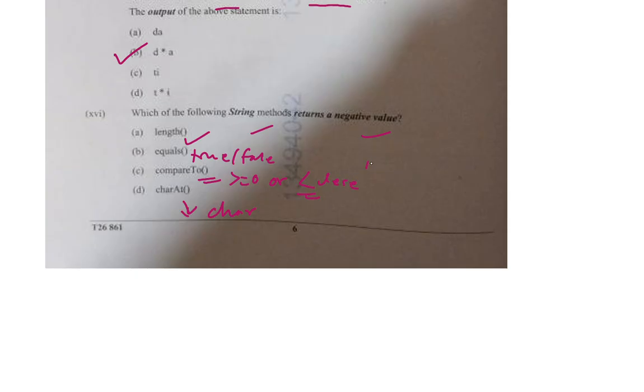For example, if I say bat.compareTo(cat), what will happen? B is 98 and C is 99. So this will give me -1, which is a negative value. So got it? The compareTo function gives me a negative value.